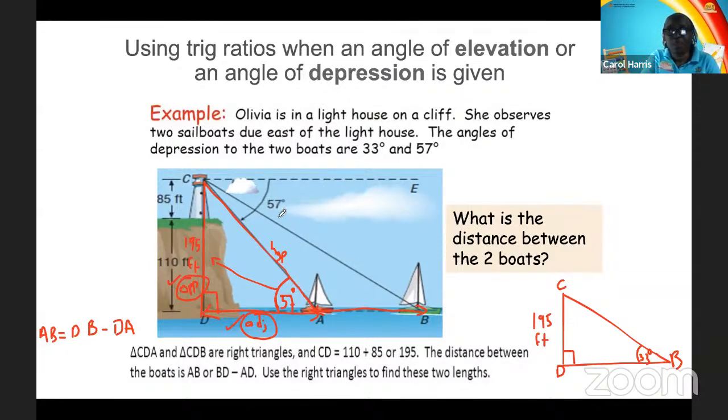So this time, I'm trying to find DB. Again, I have an opposite side of 195. I have an angle of 33 degrees. And I'm wanting to find DB. Is DB the hypotenuse? No. DB is what side in relation to the angle? It's adjacent. That's right. So since it's adjacent, what ratio will I use to find that length DB?